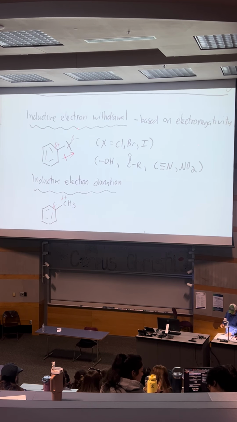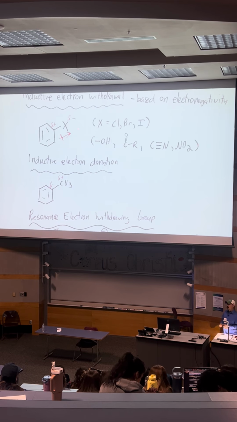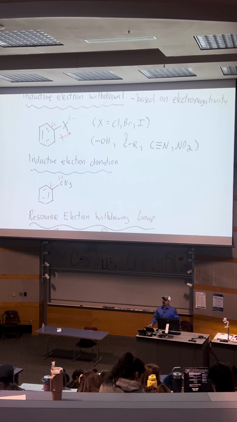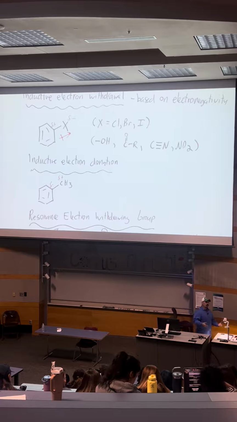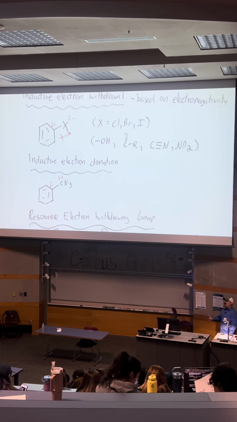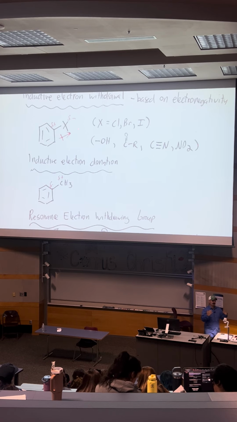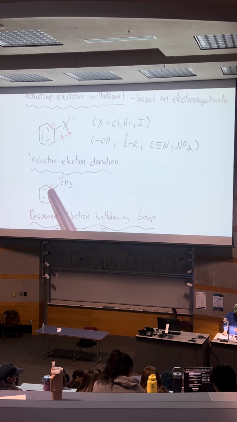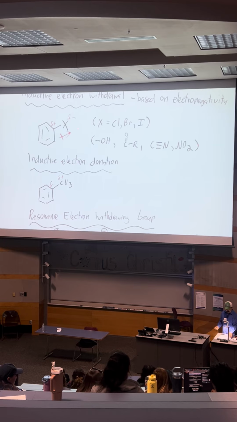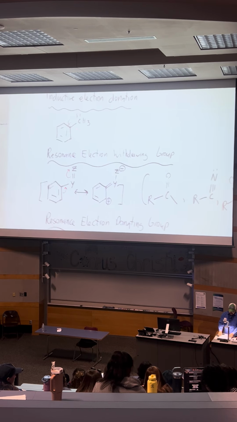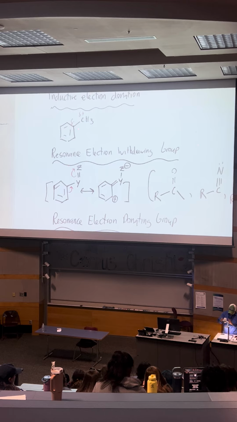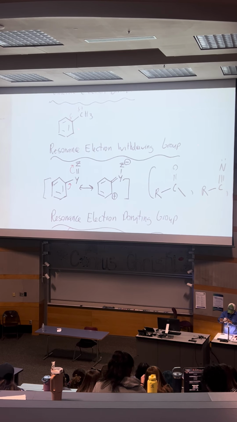The next example was inductive electron donation. And that was any sort of organic substituent that didn't have heteroatoms or electronegative atoms attached to it. So alkyl groups in general, methyl, ethyl, isopropyl, these kinds of things. The reason for that is that by comparison to an alkyl group, the aromatic ring is the more electronegative group. So you can think of that pool of electron density for an alkyl group being able to set up partial negative charge in the ring, partial positive charge there.